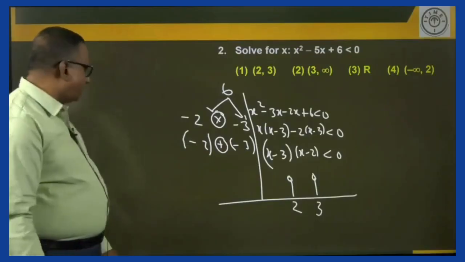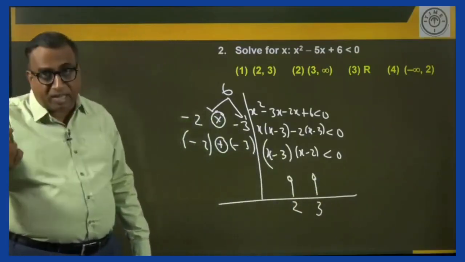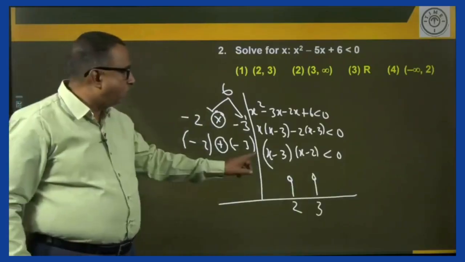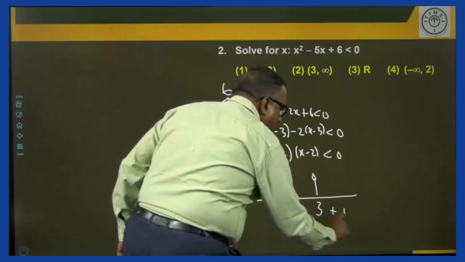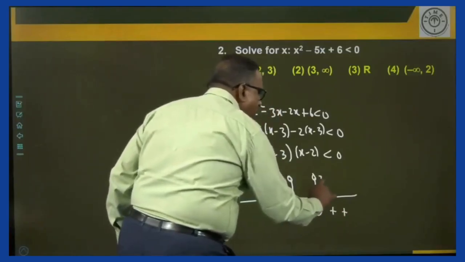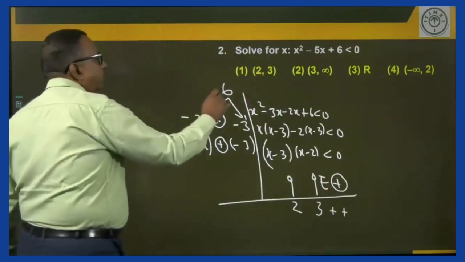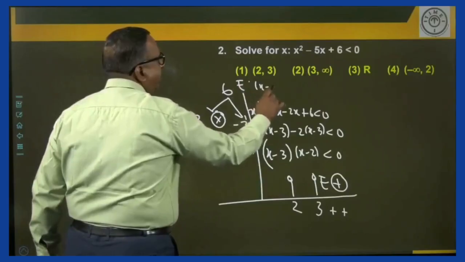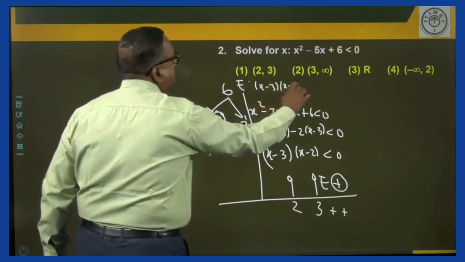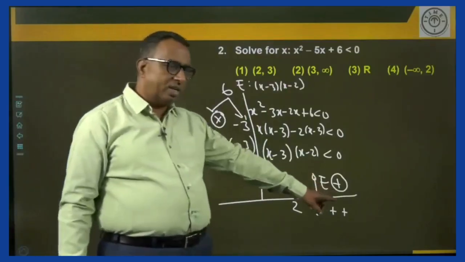Now what we have to do is, if you put any number more than 3, if x is more than 3, say if you put 4, 4 minus 3 is positive, 4 minus 2 is also positive. So what is happening? The expression is positive. And I will say E for expression. What is the expression under consideration? The expression is x minus 3 into x minus 2. It is positive here.